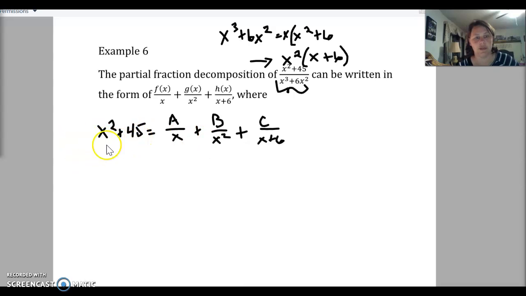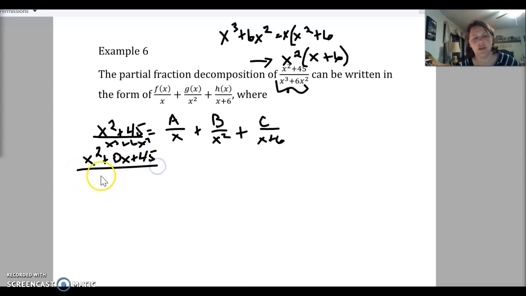We also need to put in a placeholder, it looks like, on our left-hand side. So we need an x squared plus 0x plus 45. And that did have a denominator, x cubed plus 6x squared.